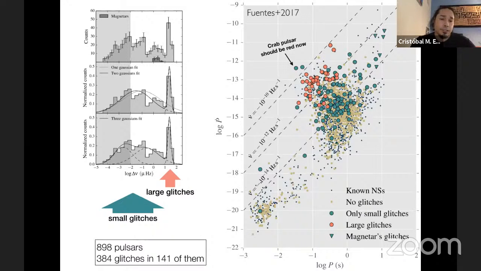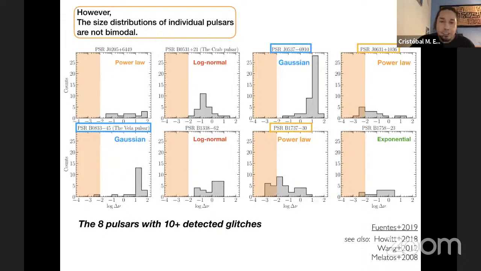Something else that is interesting is that the large glitches, when you put them in a P-Pdot diagram, which is this diagram on the right-hand side, where each point is a pulsar, and we have Pdot on the vertical axis and the period of the rotation on the horizontal axis, you can see that the pulsars with large glitches, which are painted in red, tend to be pulsars with the highest spin-down rates. And in the studies that Rafael Fuentes did, we found that in the end this has to do with the rate at which the large glitches happen, because they happen more often for larger spin-down rates.